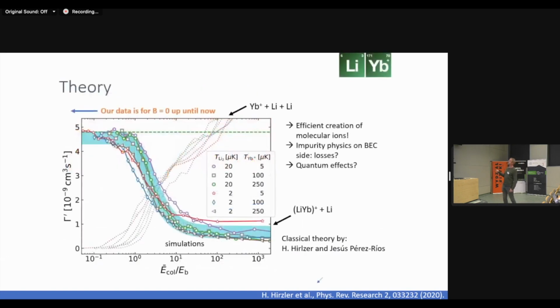And actually, we did some theory. So here you see the rates. And this curve here is the rate of getting molecular ions. You see that as we go closer to the Feshbach resonance, and so we increase the collision energy over the binding energy here, at some point the ion should be able to break up the dimers. And this is a classical calculation. So we are wondering what would happen quantum mechanically. But up until now, nobody has dared to calculate it.